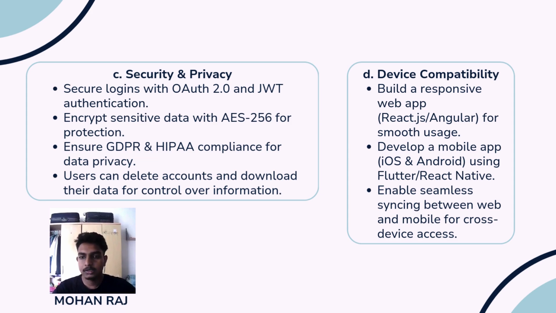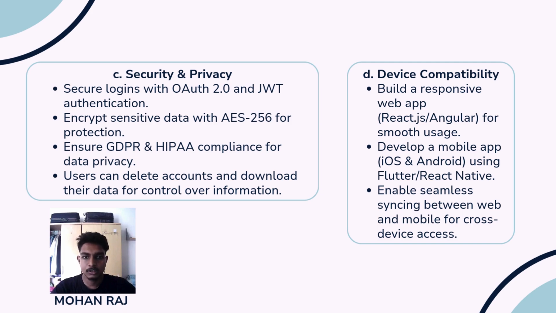So the next one is security and privacy. The first one is secure login with OAuth 2.0 and JWT authentication. The second one is encrypt sensitive data with AES-256 for the protection. The third one is ensure GDPR and HIPAA compliance for the data privacy. The fourth one is users can delete accounts and download their data for control over information.